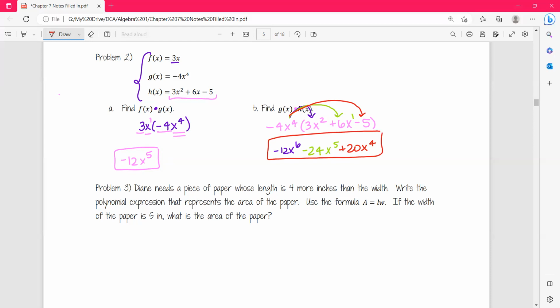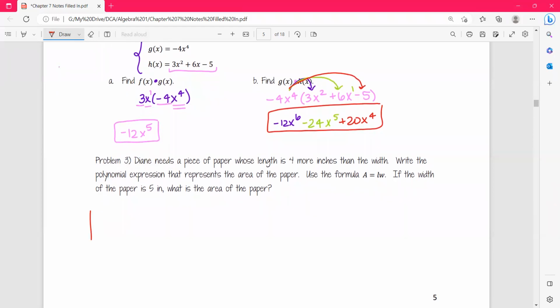Okay, here's a little word problem for us. Diane needs a piece of paper whose length is 4 more inches than the width. So if the width is x, x plus 4 is the length. Write the polynomial expression that represents the area of the paper. So area, we know, equals length times width. So area equals x plus 4 times x.